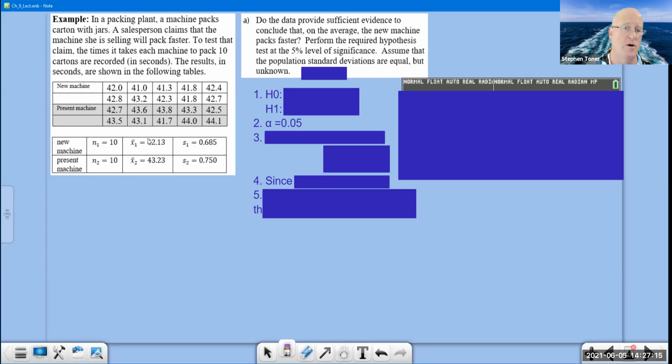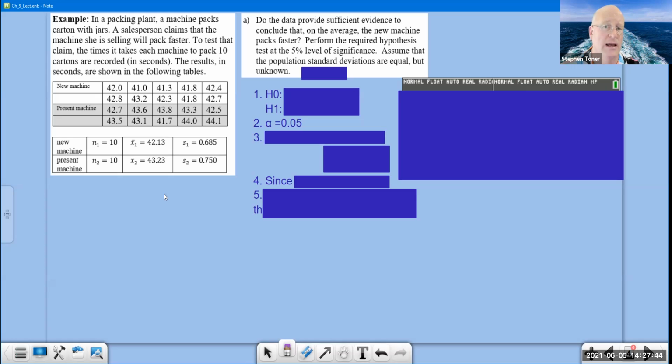Now, for this problem, you actually have a choice. You can either type all these first 10 values into list 1 and the next 10 into list 2 to represent the new machine versus the present machine. Or because I've summarized the data, you can skip typing them in and you can just type in the summary statistics here. That's going to be your choice when it comes to typing this into the calculator.